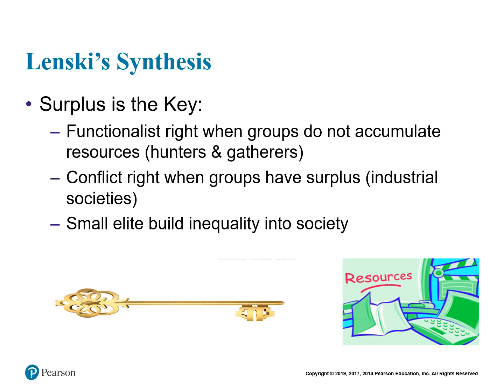So Lenski suggested that functionalists are right when it comes to societies that have only basic resources and do not accumulate wealth, such as hunting and gathering societies. Little to no class division existed, and everyone shared. Conflict theorists are right when it comes to societies with a surplus, as we moved toward industrialization. In these societies, humans pursue self-interest and struggle to control their surpluses. This leads to a small elite who then build inequality into the society, resulting in a full-blown system of social stratification. So as stratification evolves, as surplus develops.